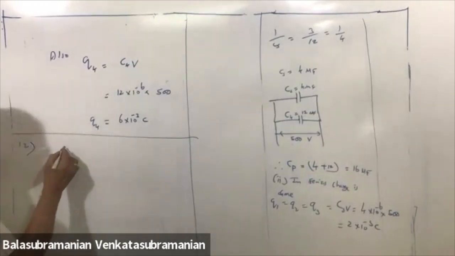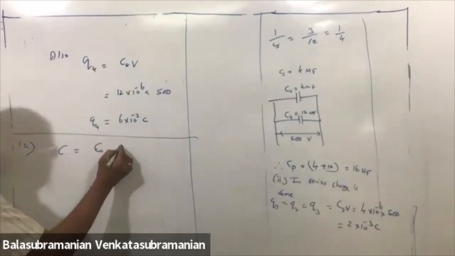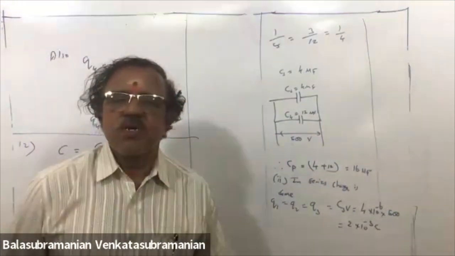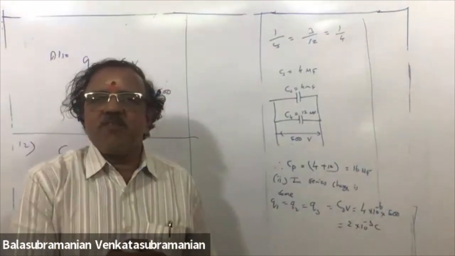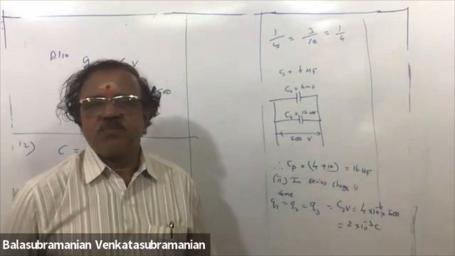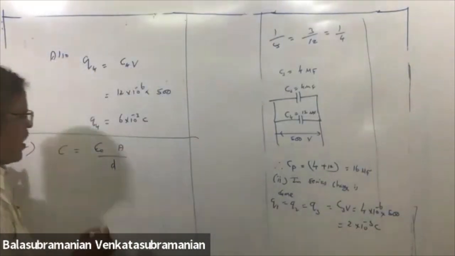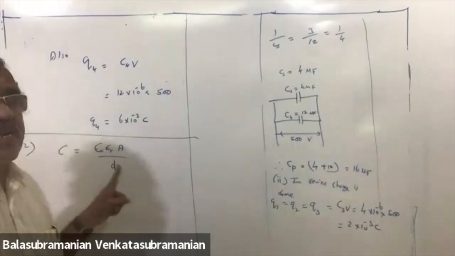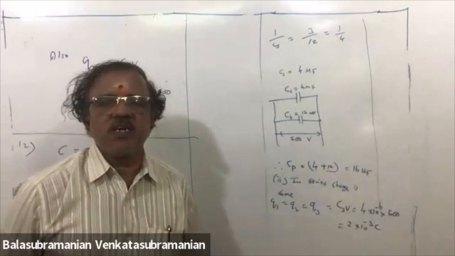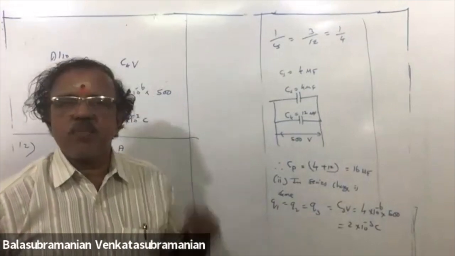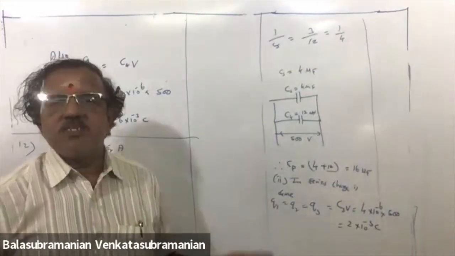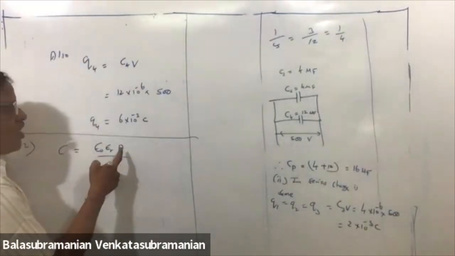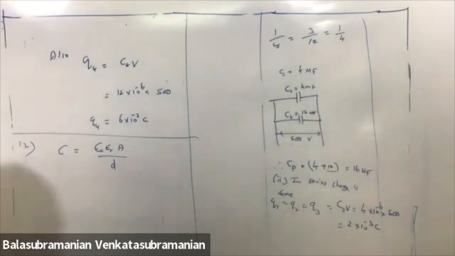For a parallel plate capacitor, C is equal to epsilon naught A by D. Basic formula. But in the question they have given the dielectric constant. Dielectric constant, that is relative permittivity, not relative permeability. This is relative permittivity. Epsilon naught epsilon R A by D is the C value.